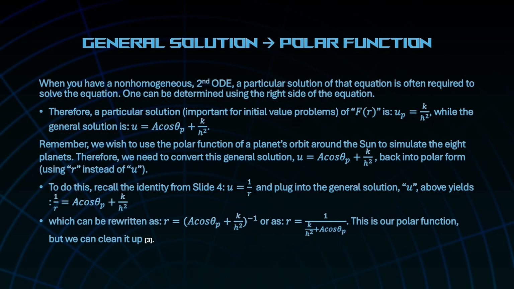Additionally, as big F of r is a non-homogeneous second-order differential equation, we will need the particular solution in order to find the general solution, which we will then convert to polar form. In this case, the general solution of big F of r is u equals a times the cosine of some particular angle theta sub p plus the quantity k over h squared. Using the definition of u from earlier, we can rewrite the polar function in terms of r.